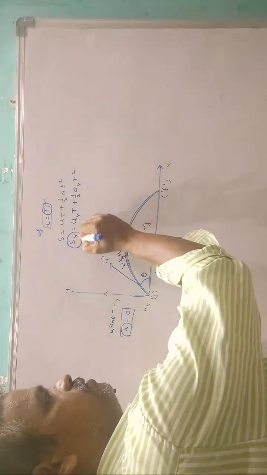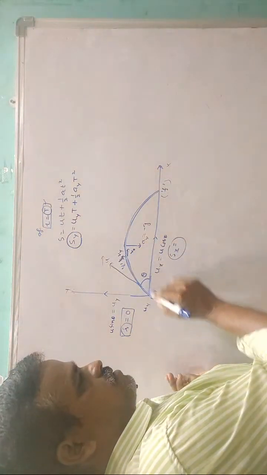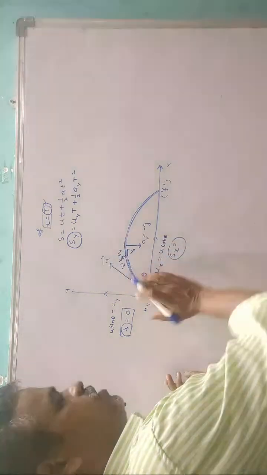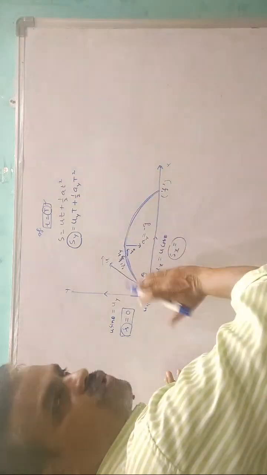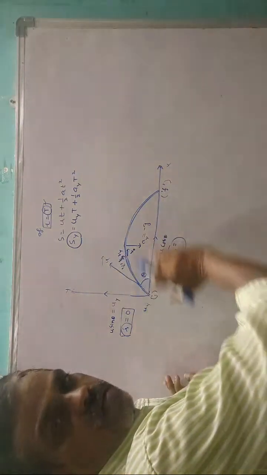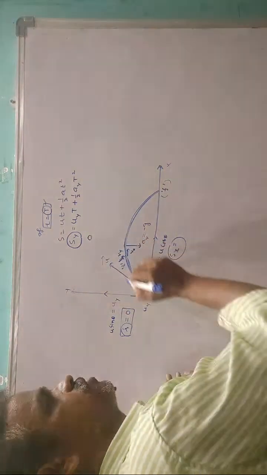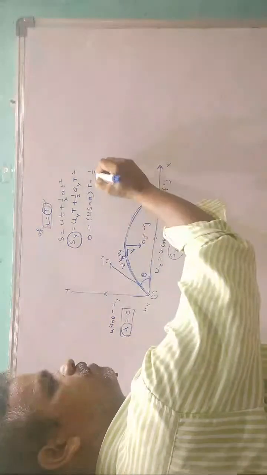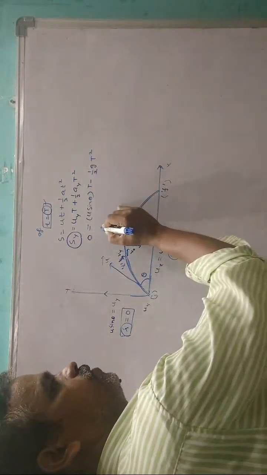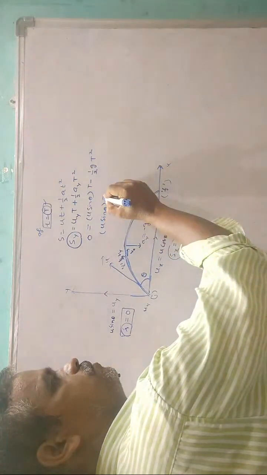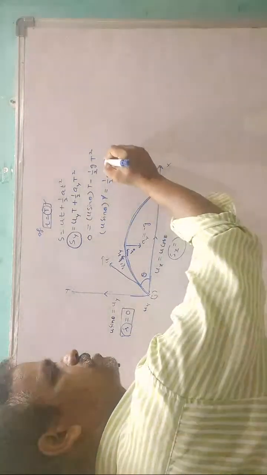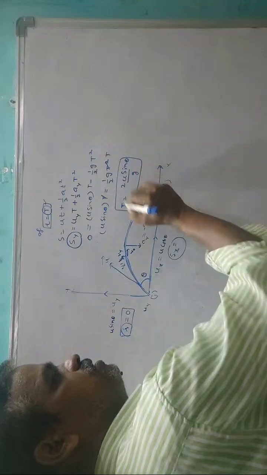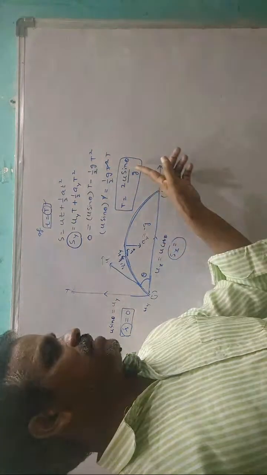For the obliquely projected body, the vertical displacement will be zero because it starts on the x-axis and the final position is also on the x-axis, with respect to the origin. That's why we put this: u sin theta into T minus half g T square equals zero. So u sin theta into T equals half g T square. T gets cancelled, and you will get T equal to 2u sin theta by g.